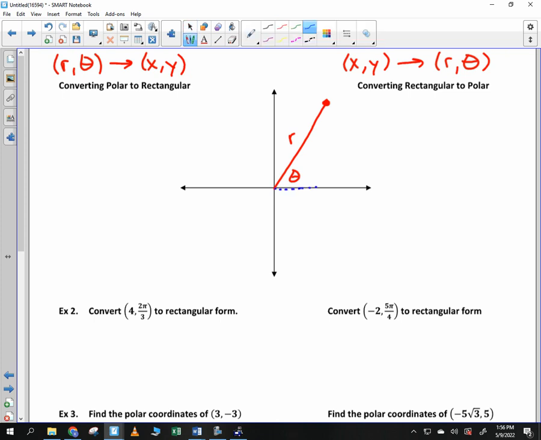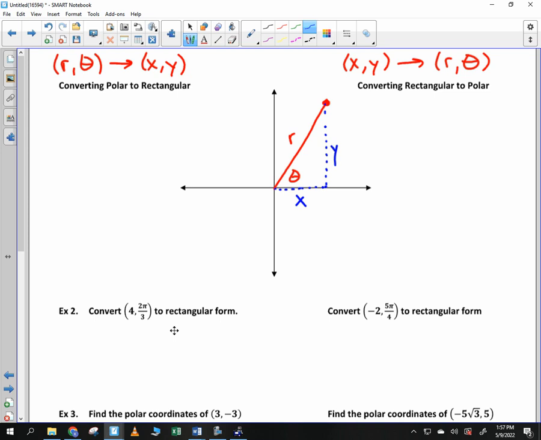But it also has an x value for location horizontally, and it has a y value for location vertically. Does that drawing look familiar to you? I hope it does. We've seen it before multiple times, which means that what we're going to see is actually a review. Converting rectangular to polar. So given x and y, I have to come up with r and theta.